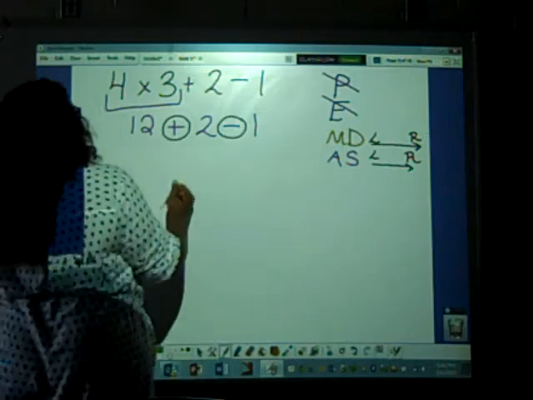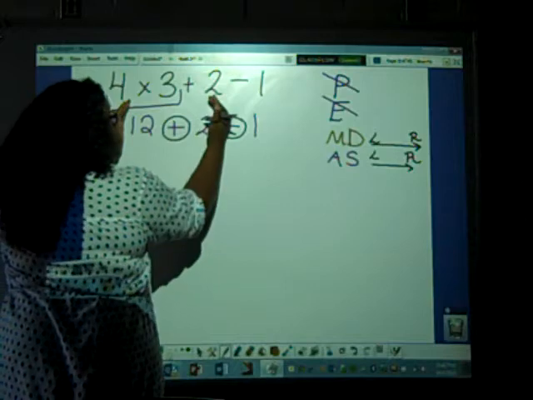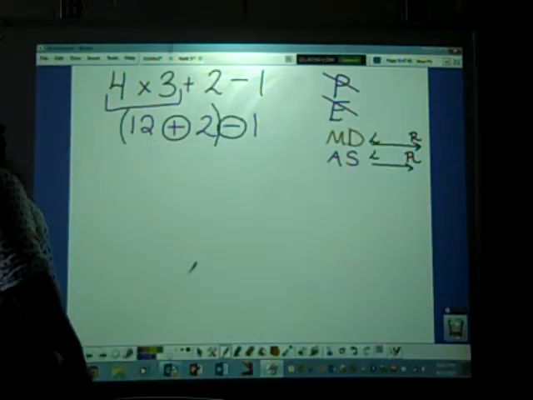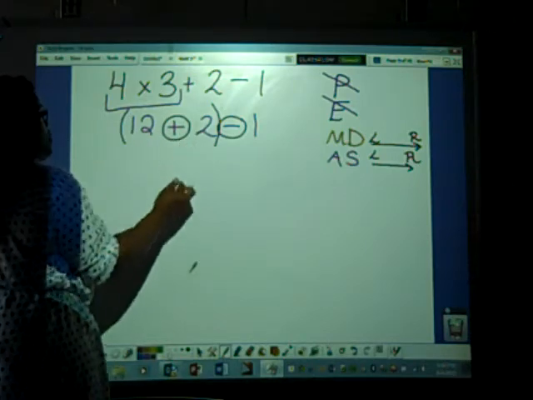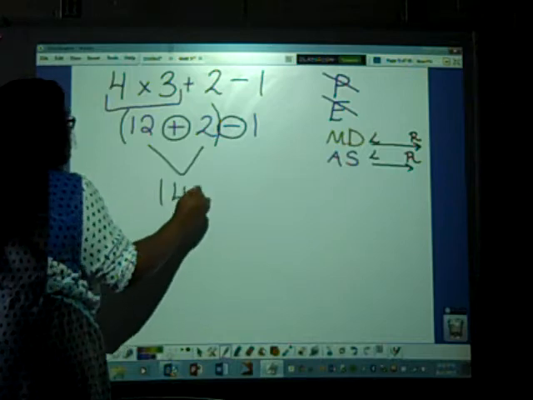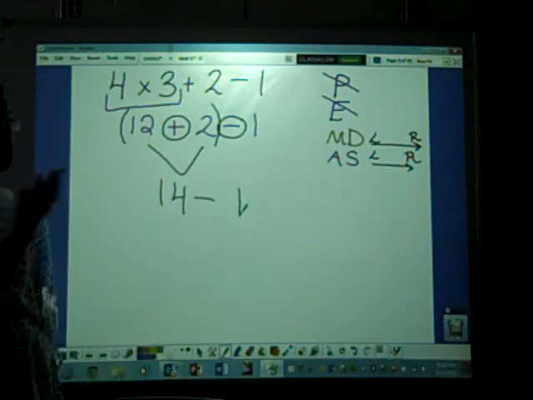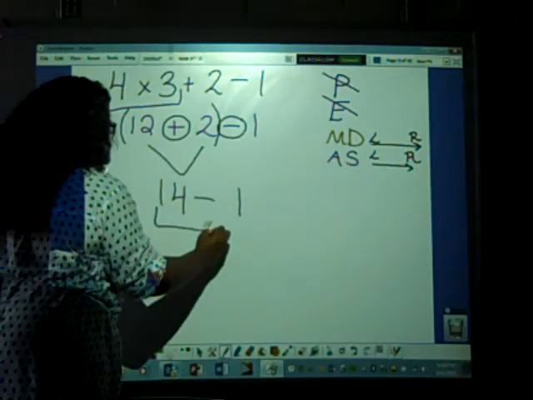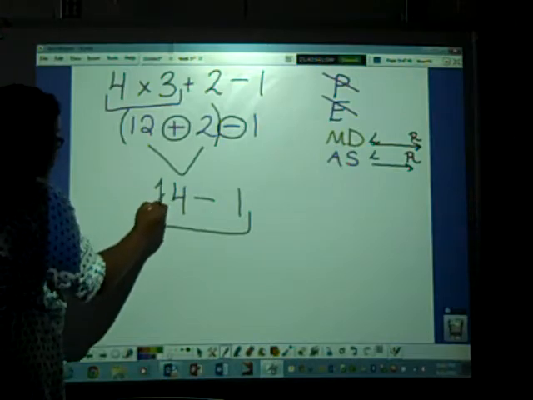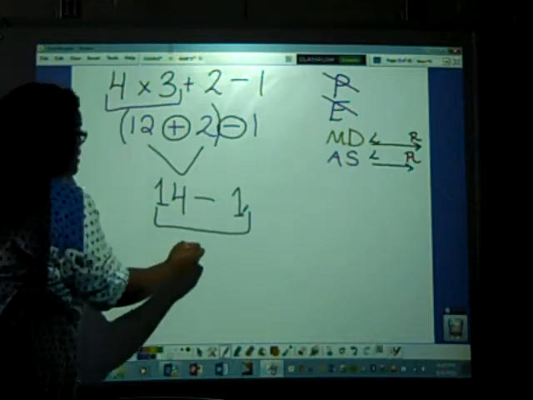So I'm going to start from my left. I'm going to group 12 plus 2 together. Okay? 12 plus 2 is what? 14. Bring down this minus, bring down this 1. Now I have 14 minus 1. Now, 14 minus 1 gives us what?